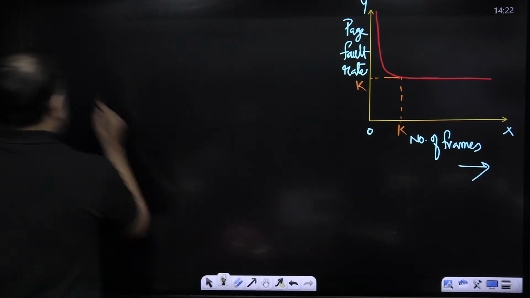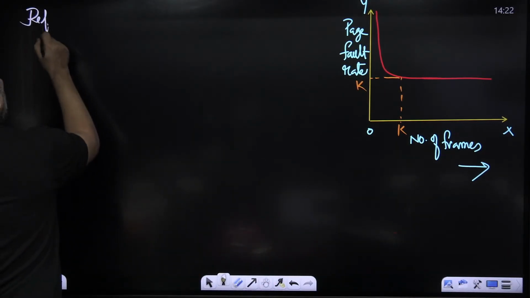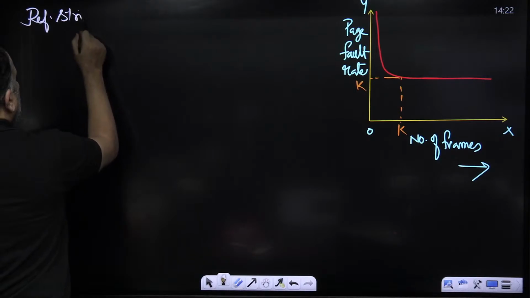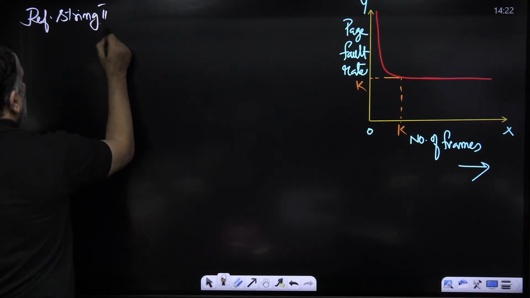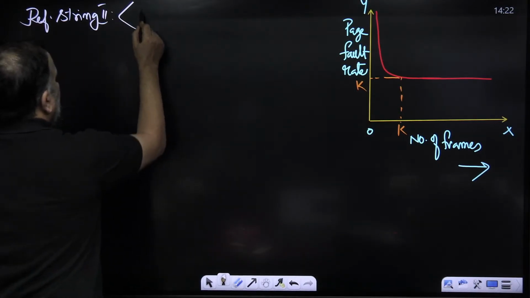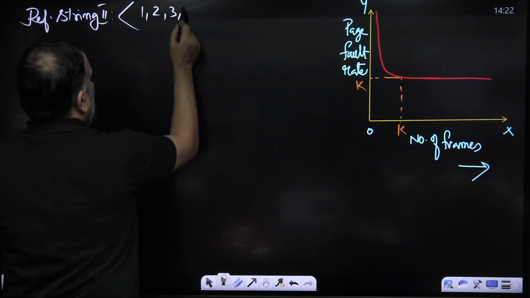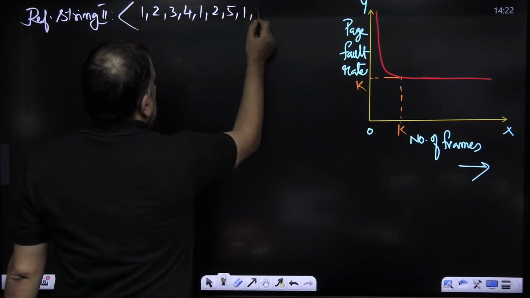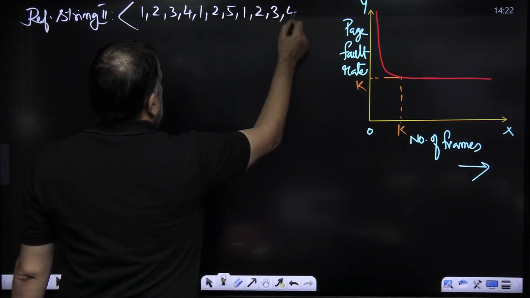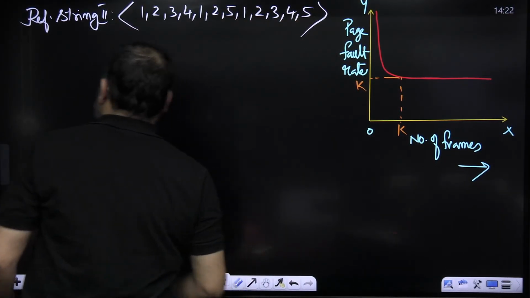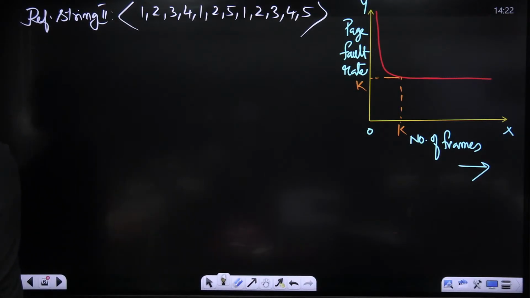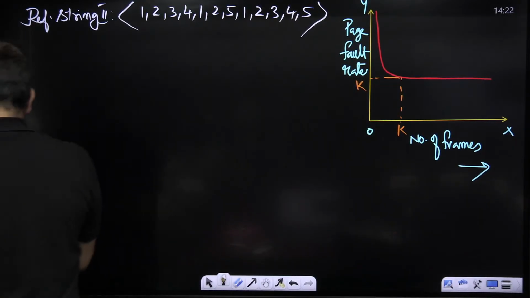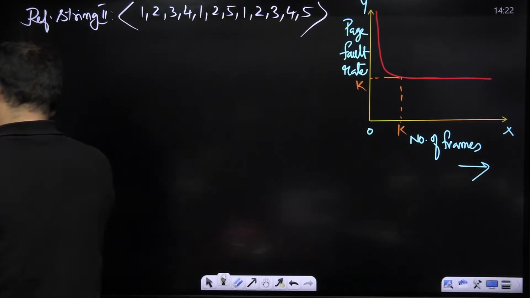तो उसके लिए एक और reference string लेते हैं यहाँ पर. We'll take another reference string and try to study it. Reference string 2. Let's say 1, 2, 3, 4, 1, 2, 5, 1, 2, 3, 4, 5. Consider this reference string. This is the reference string.